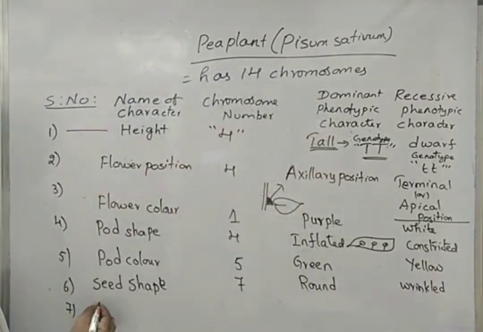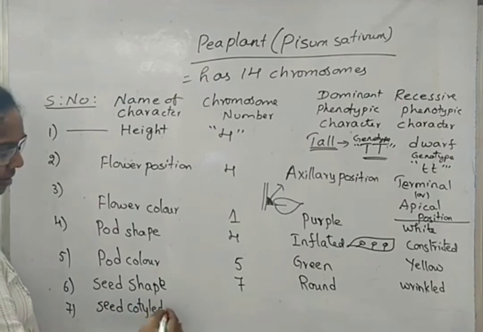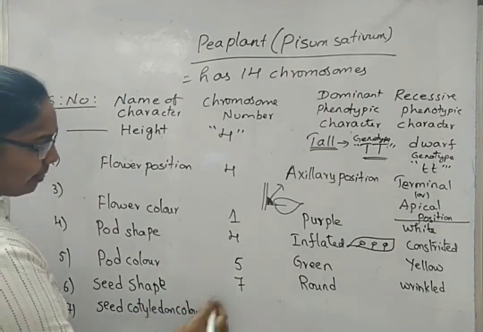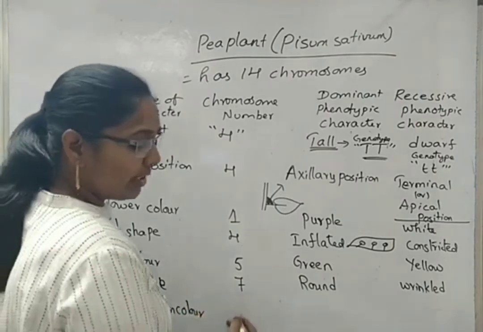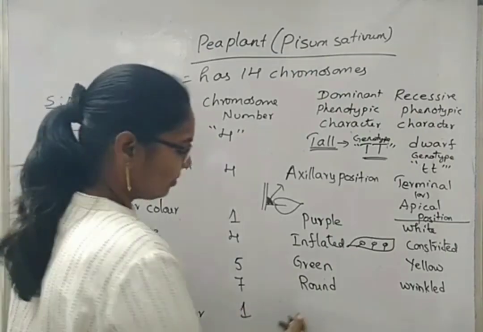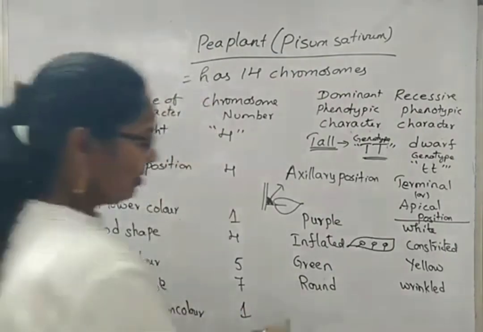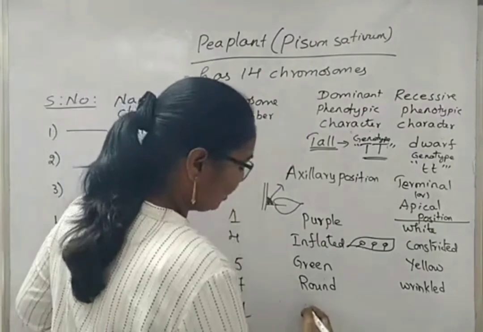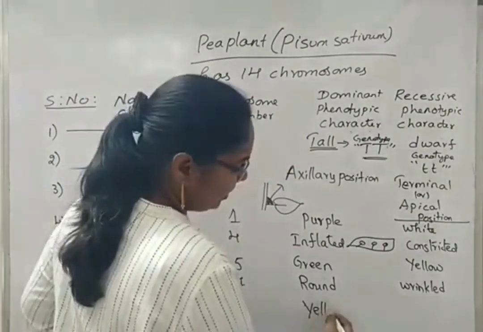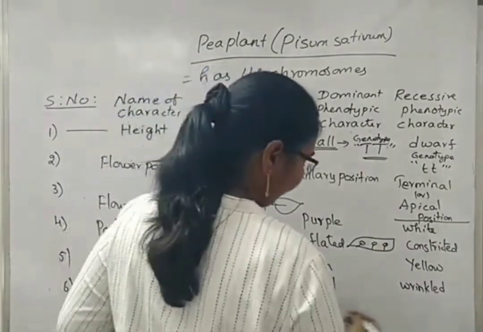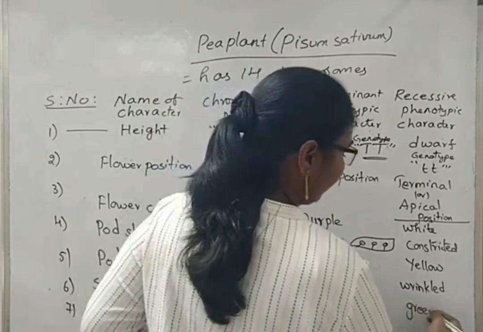The last character is seed cotyledon color. It is decided by chromosome number 1. Now, seed color. Here dominant one is yellow. It is reverse of pod color. And the recessive one is green.